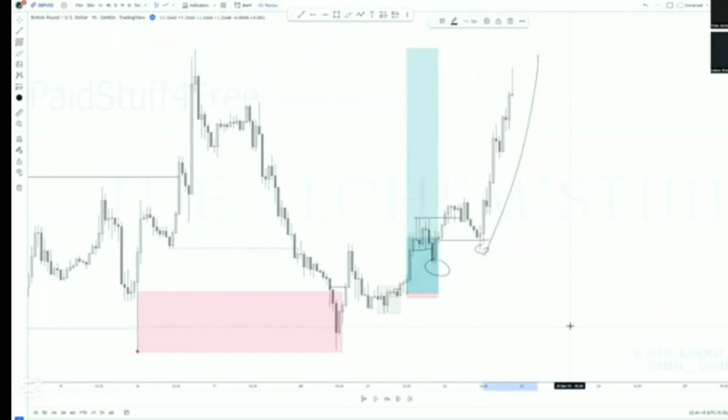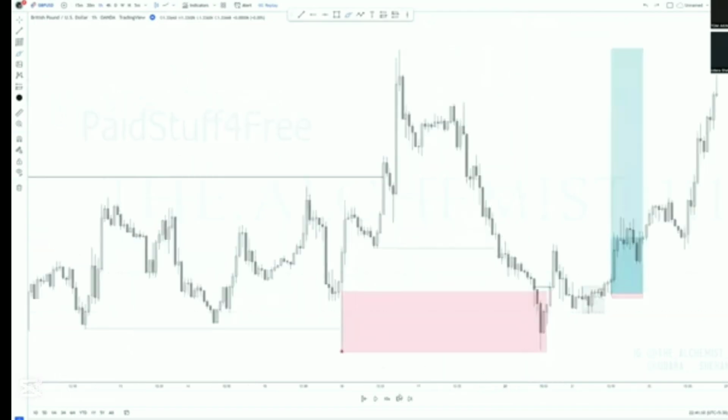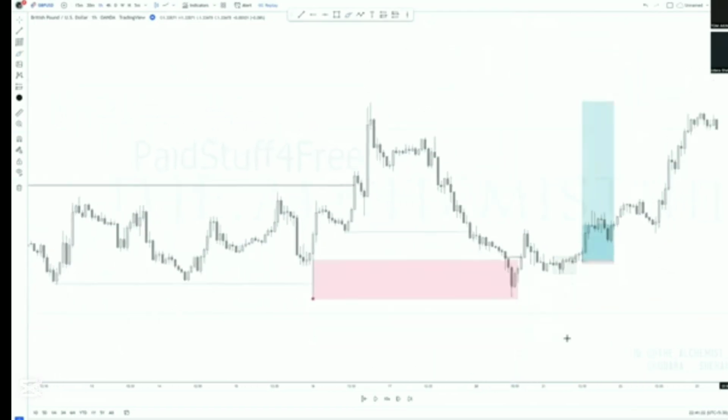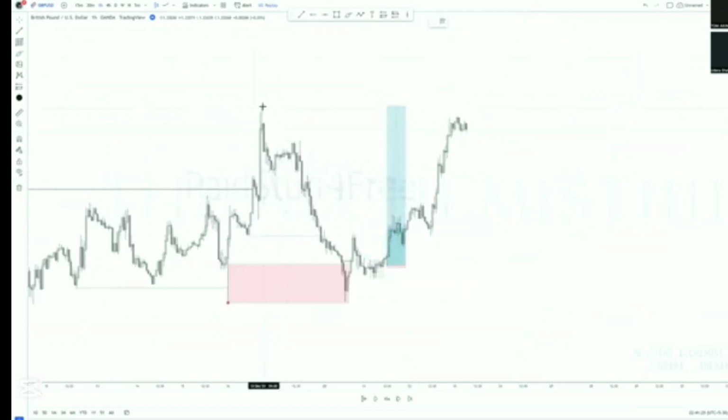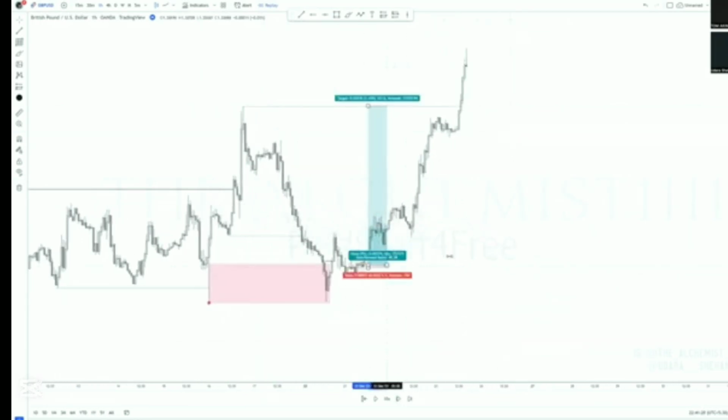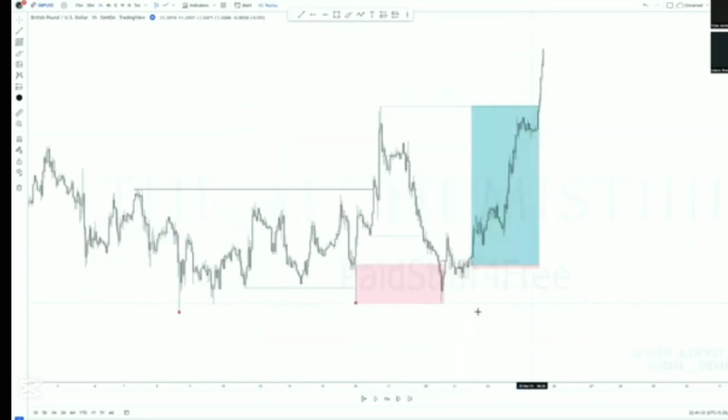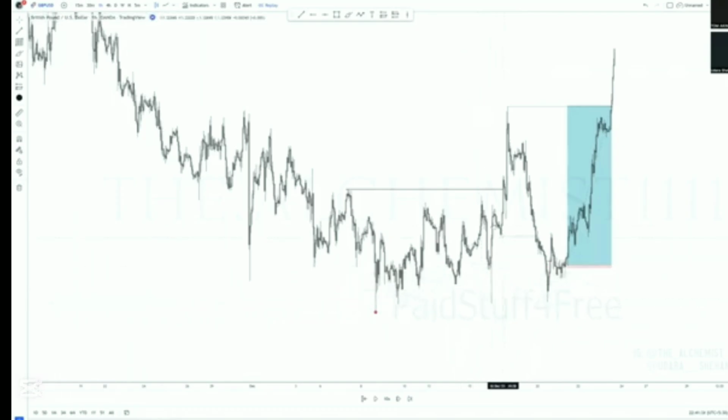Same exact setup. Keep on going, and then you target the external range liquidity that is all the way up here. Patiently wait, patiently wait. That is where you're going to pay yourself. And there it goes. Okay, you can even close out everything. There's no problem with that.